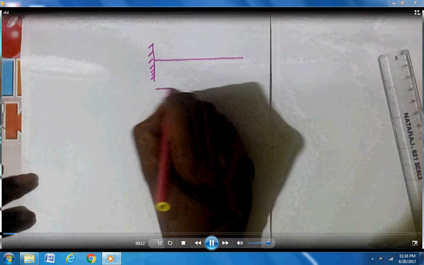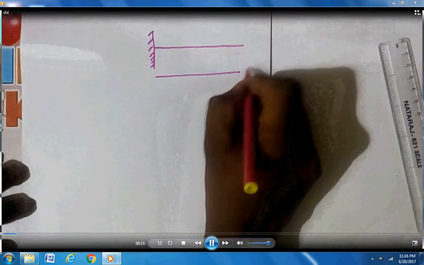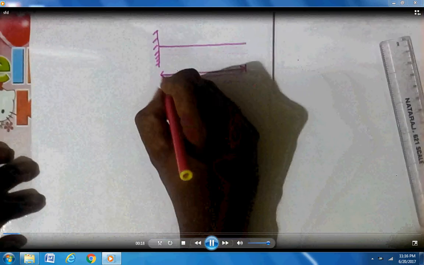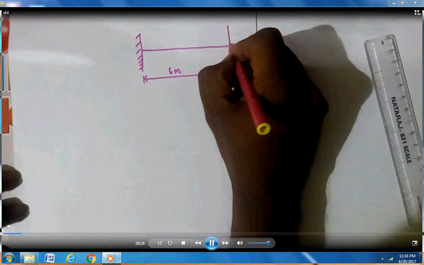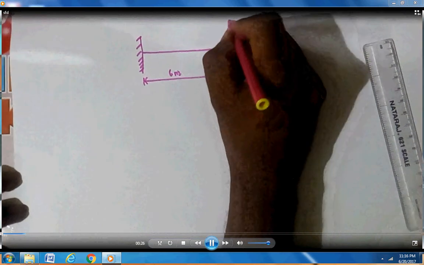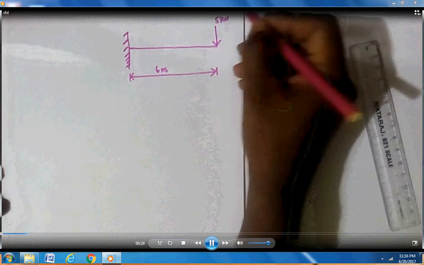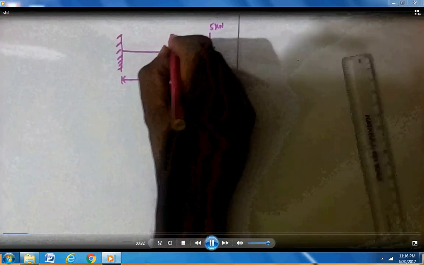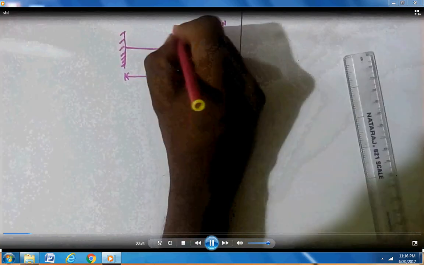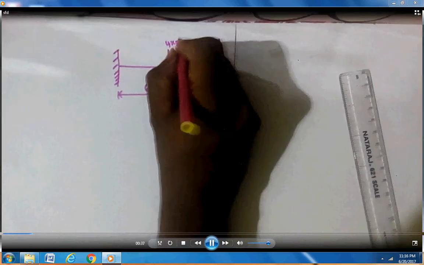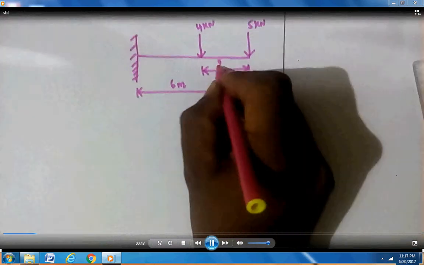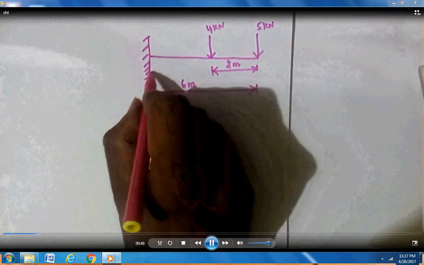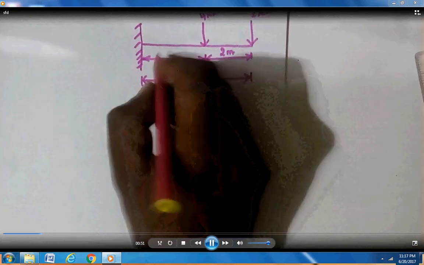The problem: a cantilever beam of span 6 meter carries a point load of 5 kilonewton at the free end and another point load of 4 kilonewton at 2 meter from the free end. Draw the SFD and BMD. Here the remaining distance is 6 minus 2, that is 4 meter.